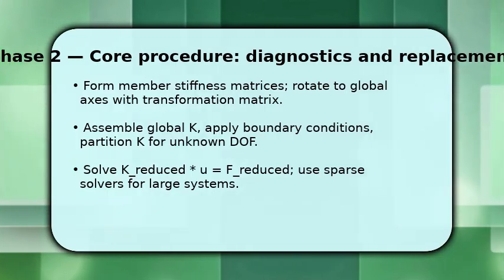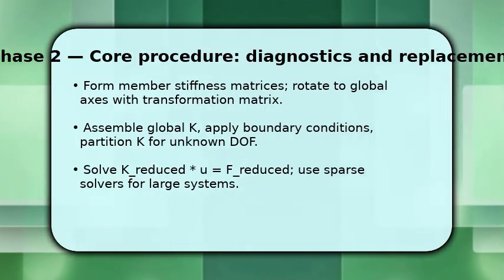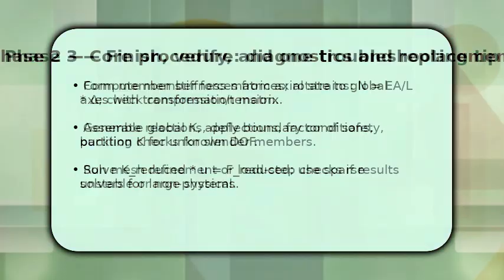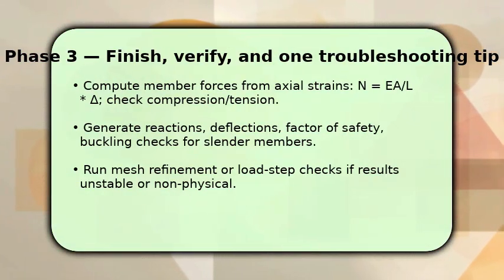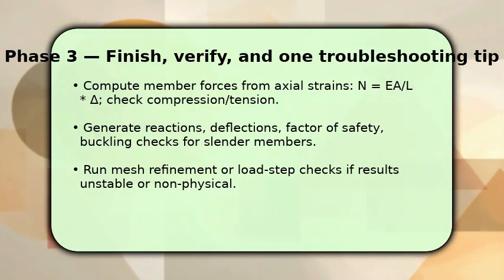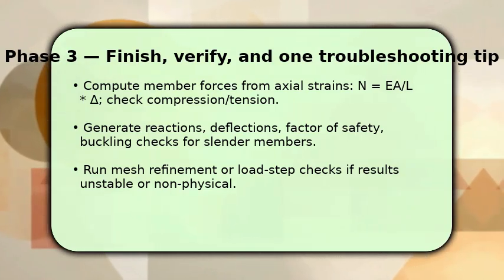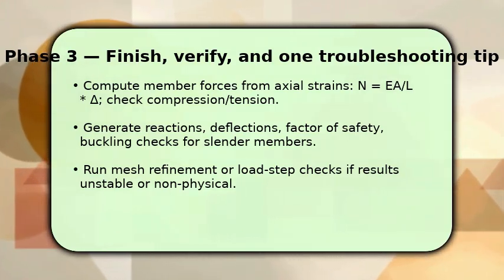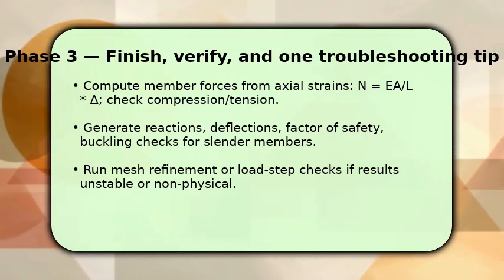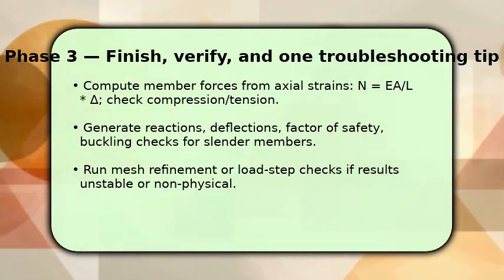And verify convergence. With displacements known, compute member deformations and internal forces. For axial-dominated trusses, use N equals EA/L times axial extension. And for framed members, calculate bending and shear as needed. Once you have reactions and stresses, check allowable limits, buckling for slender members, and factor of safety.